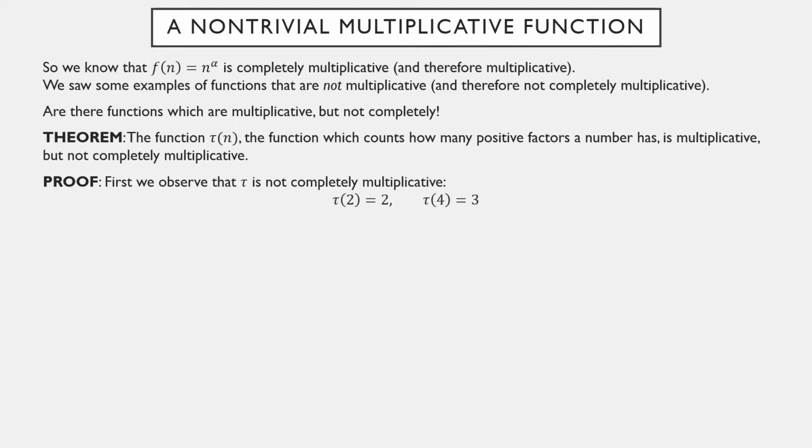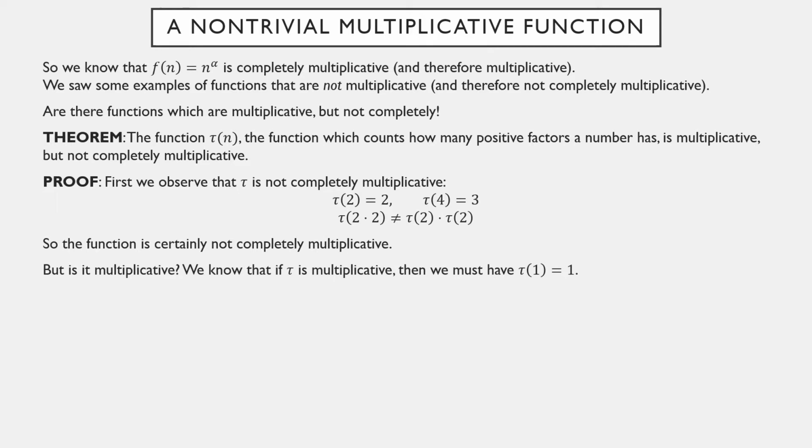So tau of 2 is 2 because 2 has two positive factors, 1 and 2. Tau of 4 is 3 because 4 has three positive factors, 1, 2, and 4. But tau of 2 times 2 is not equal to tau of 2 times tau of 2. 3 is not equal to 2 times 2. Therefore, if you input the pair of numbers 2 and 2, which are not relatively prime, tau of 2 times 2 is simply not the same thing as tau of 2 times tau of 2. So this is not a completely multiplicative function.